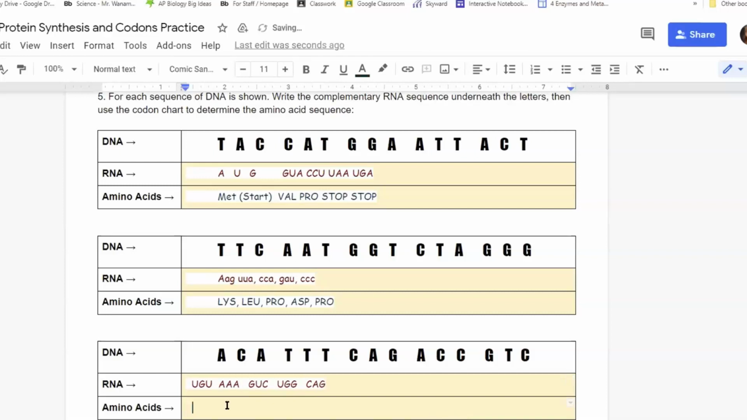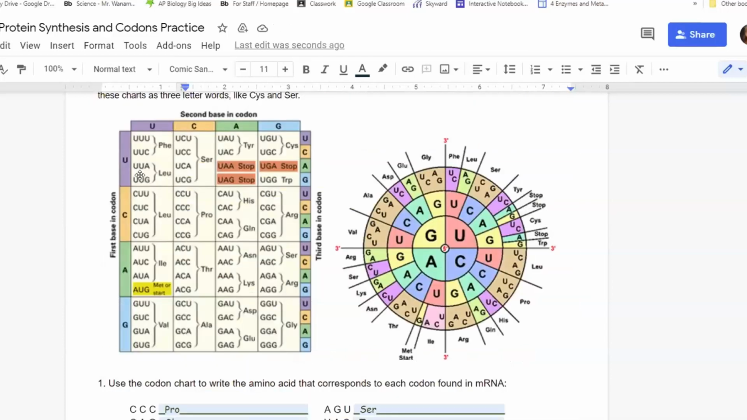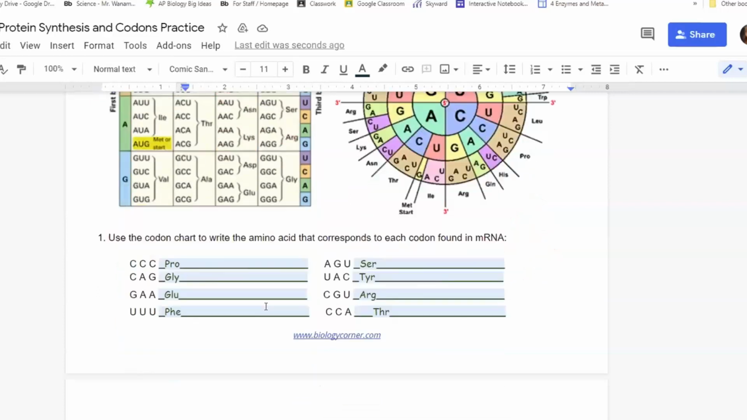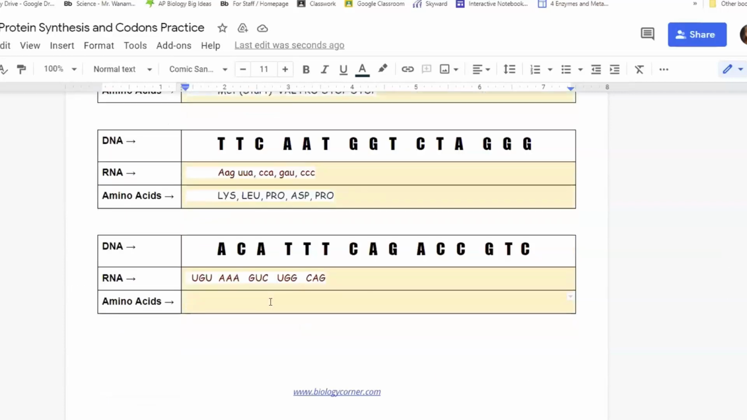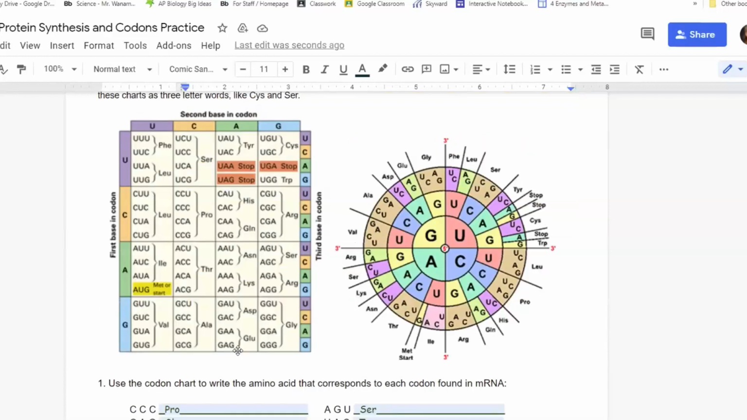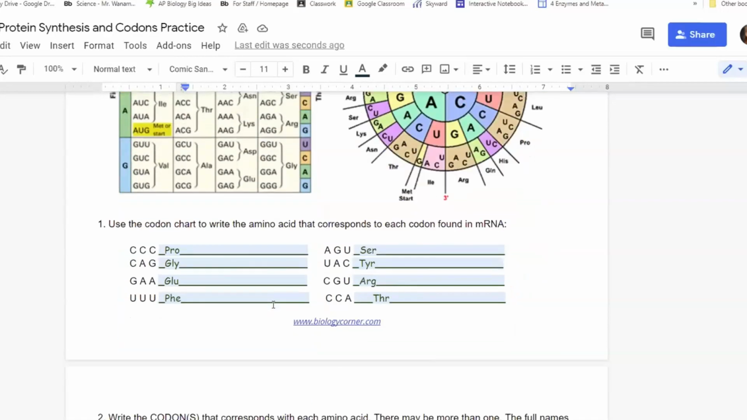So, Emma, I can guess that you have the amino acid sequence, and Natasha can check your work. So what did you get? Okay, so UGU, we're going to go U across, G is here, GU, UGU, cysteine, CYS. AAA, LYS.